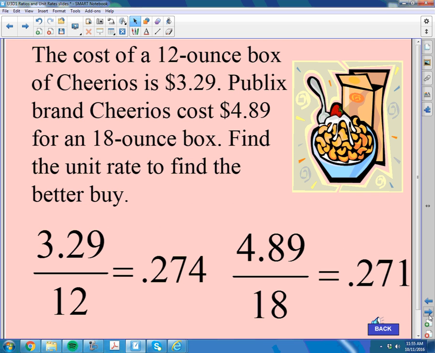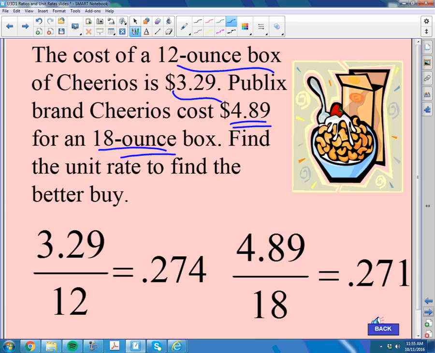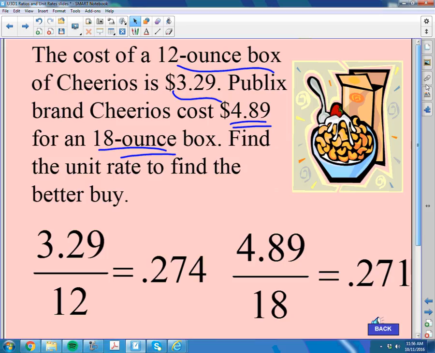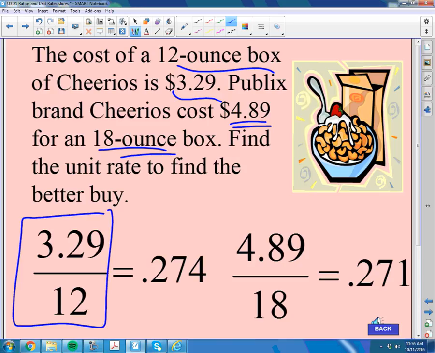So let's talk about the way that unit rate works. Read this. The cost of a 12-ounce box of Cheerios is $3.29. The cost of Publix brand Cheerios is $4.89 for an 18-ounce box. So the question becomes, how would we find out which one is the better deal? Well, here's what you do. I always said money goes where? Money goes on top. So we set up our first ratio, which is $3.29 over 12.